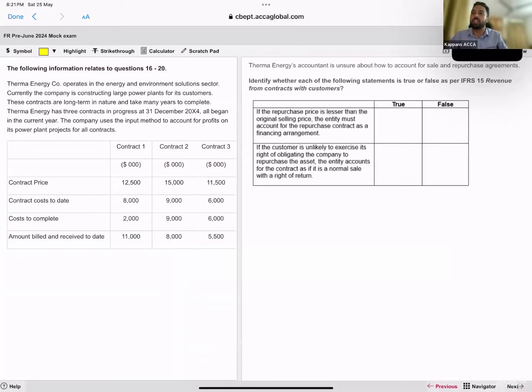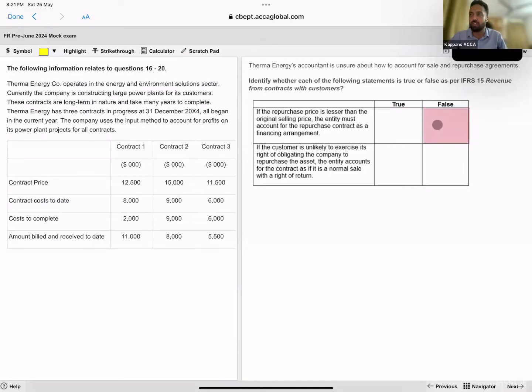Moving on to the next question. Therma Energy's accountant is unsure about how to account for a sale and repurchase agreement. Identify whether each of the following statements is true or false as per IFRS 15 Revenue from Contracts with Customers. If the repurchase price is lesser than the original price, the entity must account for the repurchase contract as a financing arrangement.